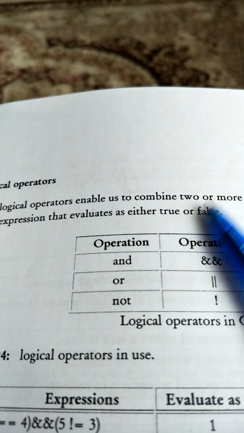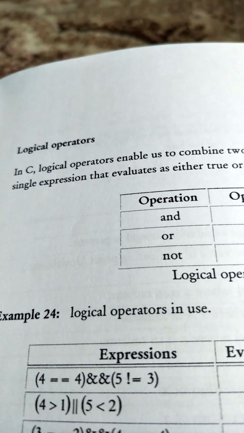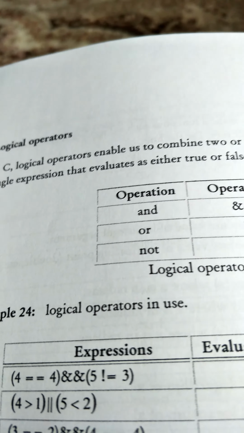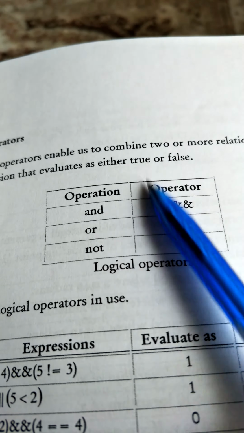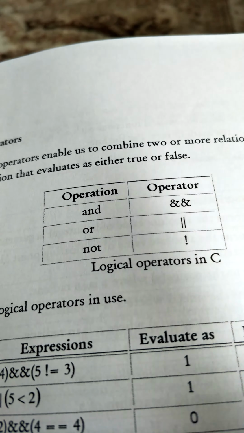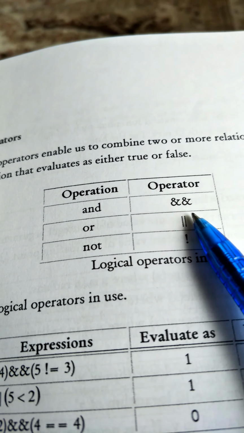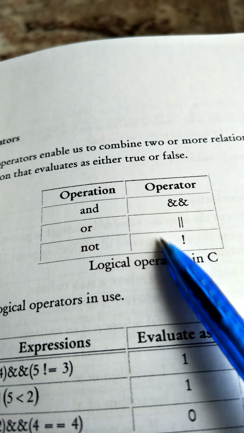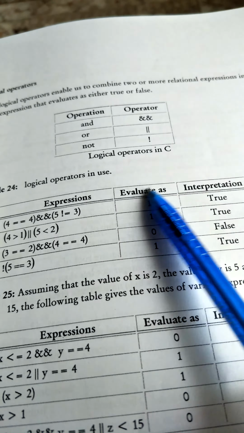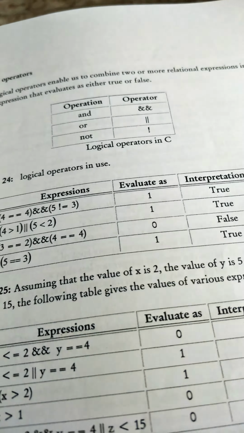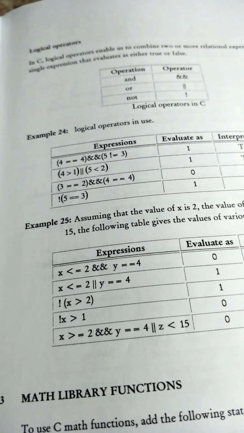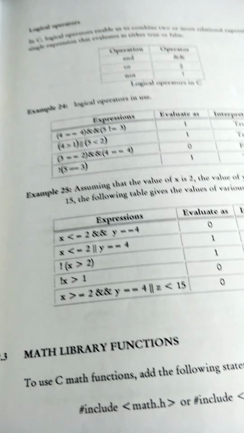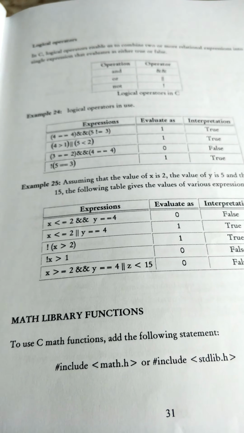For the logical operator, we normally use this with a condition, like when we use if. If A equals B and B equals C, then those kinds of things. So we use that operator, that symbol. You don't have to worry about those things, the machine will do it. This is an example of using that. And then next is the math library function that I'll give in the next video.